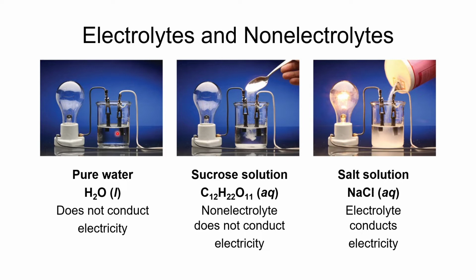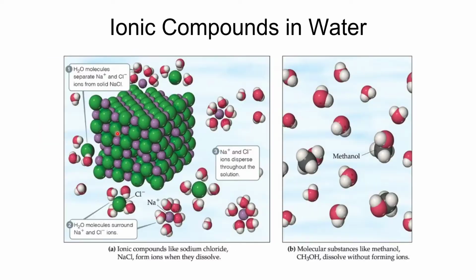So we want to find what kinds of things are good electrolytes, what it means that something is an electrolyte, and why it is that ionic compounds, as we'll see, are good conductors of electricity. So let's look at what happens when an ionic compound dissolves versus when a non-ionic compound dissolves.